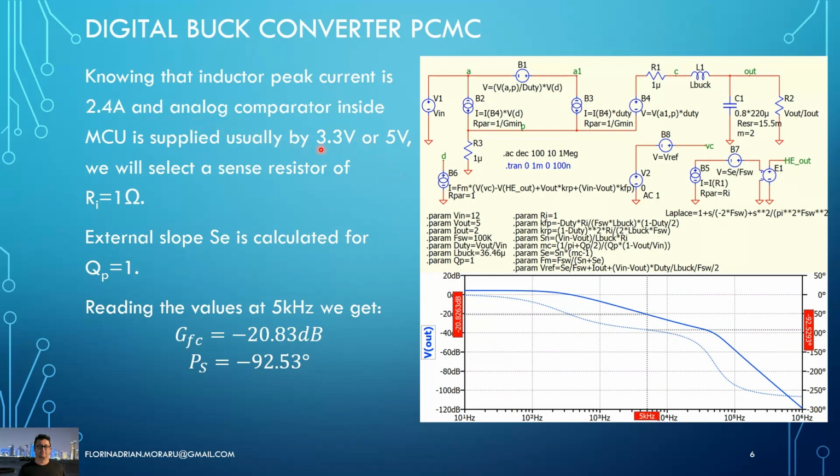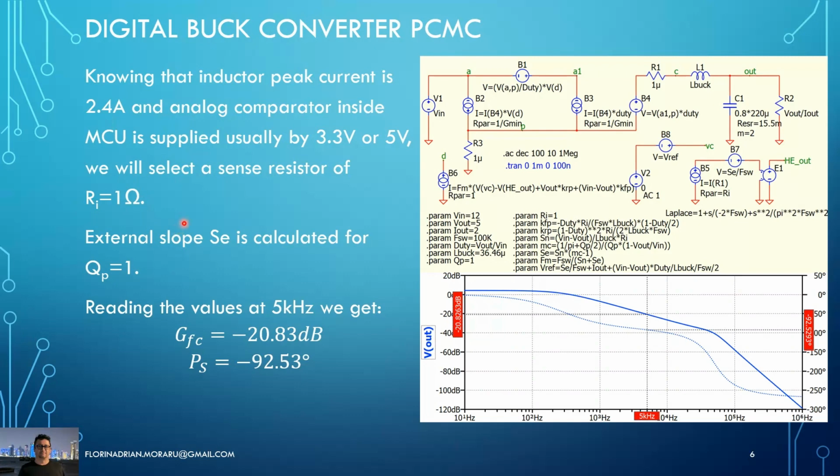Because now we have a digital implementation, but in the end we will usually have an analog comparator, which is normally included in the DSP or the microcontroller we are going to use. And we know that the MCU or DSP is normally supplied by 3.3 or 5 volt. Then we will target a current sense resistor of 1 ohm.